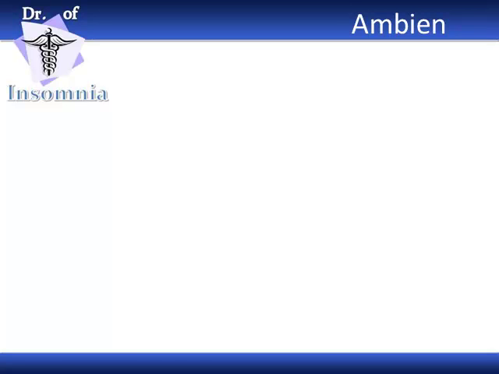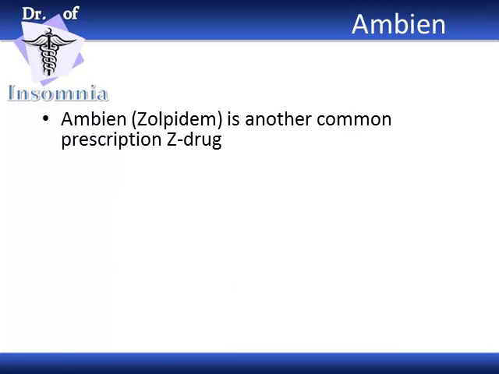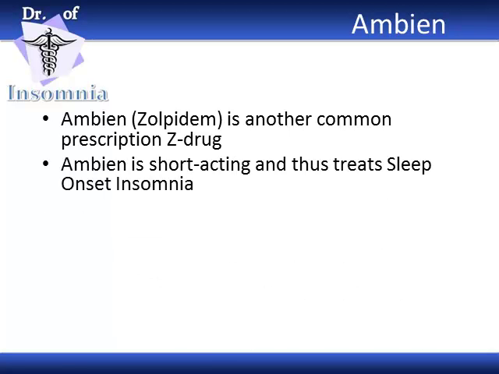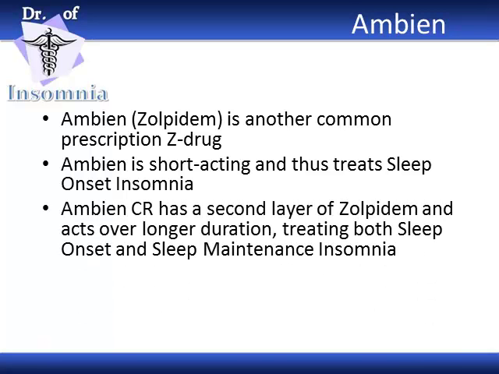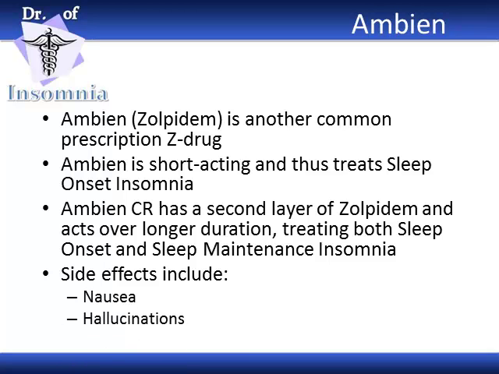So let's look now at Ambien. Ambien, or Zolpidem, is another common prescription Z-drug. Ambien is short-acting and thus treats sleep-onset insomnia. Ambien CR, however, has a second layer of Zolpidem and acts over a longer duration, treating both sleep-onset and sleep maintenance insomnia, allowing you to both fall asleep and stay asleep. The side effects include nausea, hallucinations, and short-term amnesia.